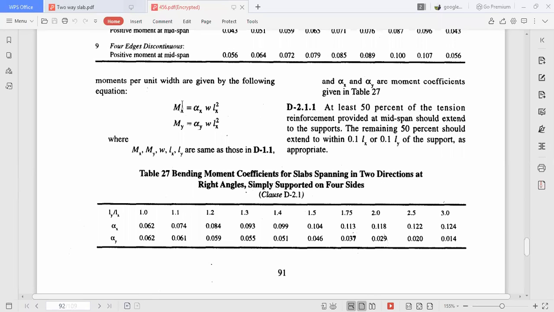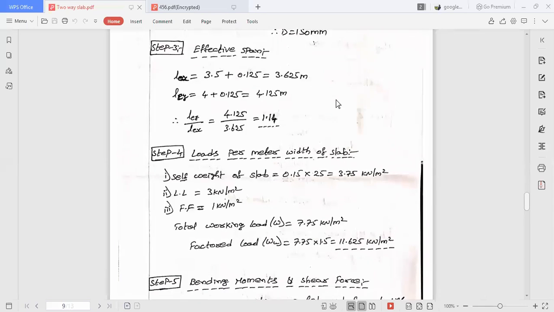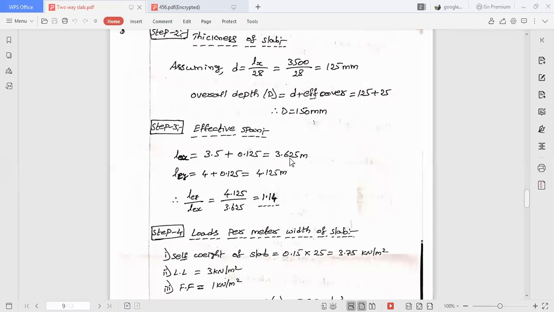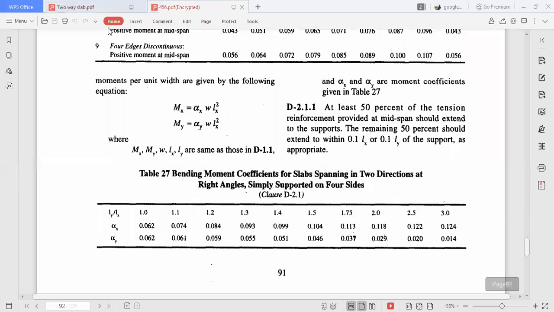Now before finding moment at x, moment at y, that means moment in x direction and y direction, let us find out alpha x and alpha y. Why? Because w is already finalized, Lx is already finalized. W just now we have calculated 11.625 and Lx value 3.625, that is also calculated. The only unknown thing is alpha x and alpha y. How to do that? See, from this we will get alpha x and alpha y. We got values for 1.1 and 1.2, but we don't know the value of 1.14. So how to calculate alpha x and alpha y for 1.14?